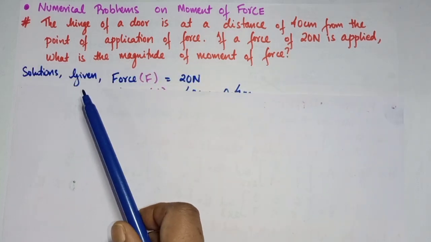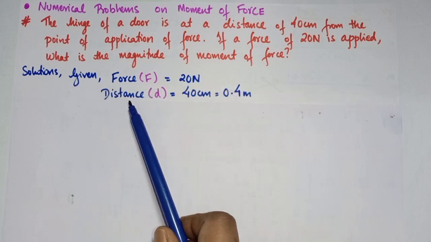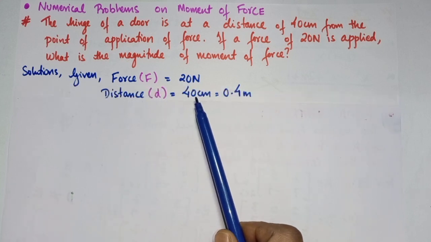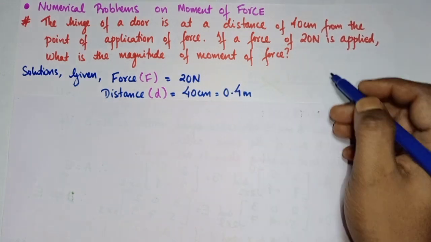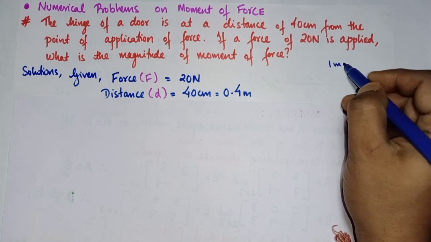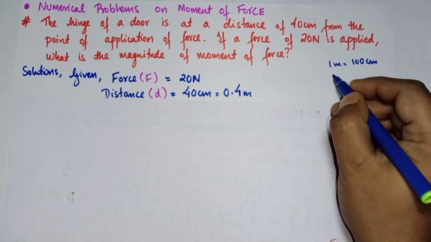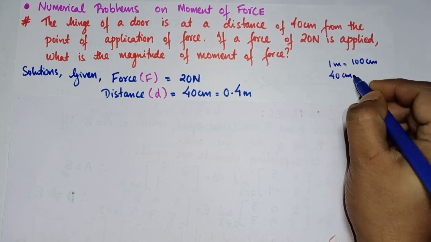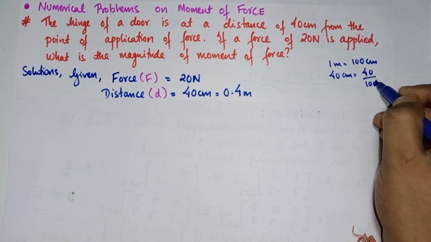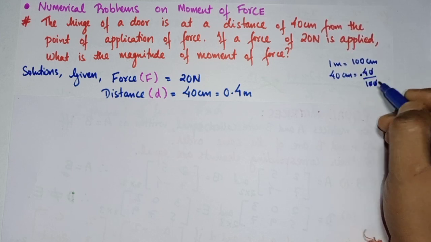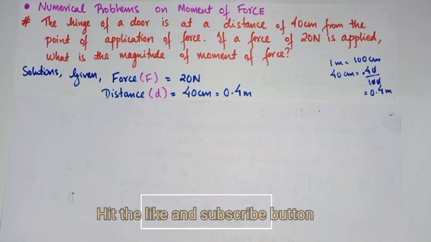In a numerical problem, we always write the solution as given. Force is how much? 20 Newton. And what they have given, distance is how much? 40 centimeter, and I have written it in meter because we have to change to SI unit. Why? Because 1 meter equals 100 centimeter. Similarly, to change 40 centimeter to meter, we have to divide 40 by 100. So the 0 will get cancelled, the point will come, and I got 0.4 meter. Hope you are clear.